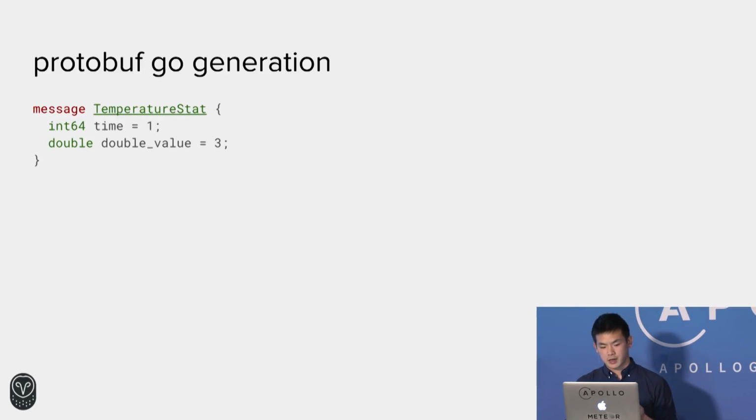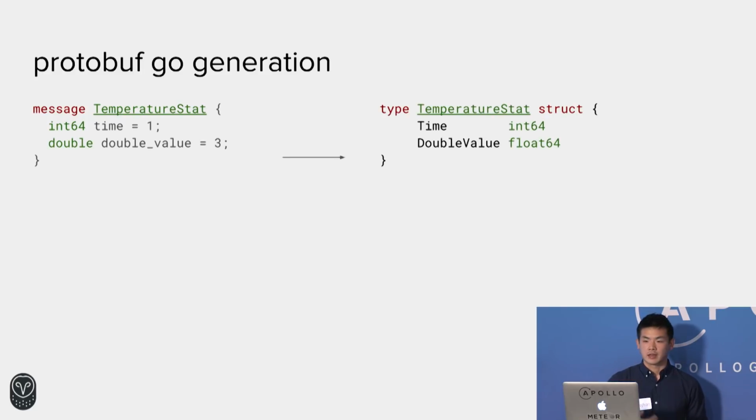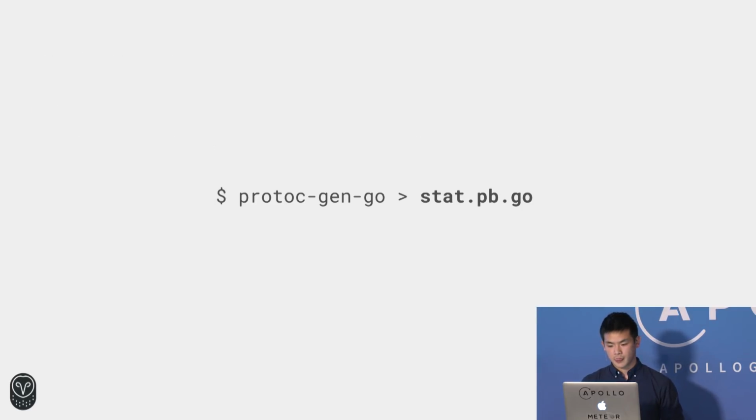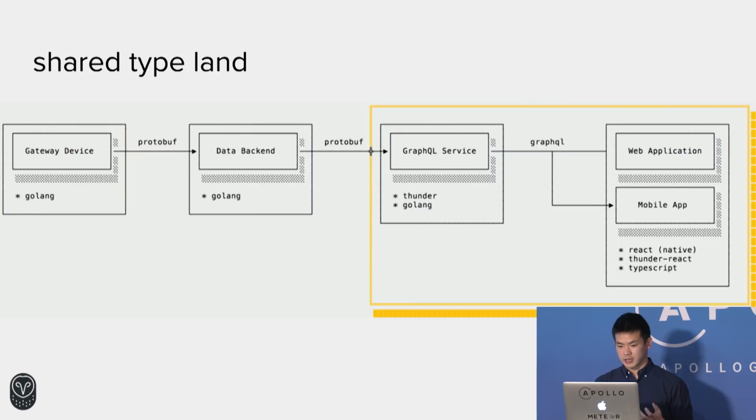We can take a look at the fields and say, OK, there's a time here, and there's a value for what the actual temperature is. And then we can take all of that and compile it down into a Go type that we can use. So there's time and a double value. And so the last tool here that we have now is a way to take our protobufs and generate Go code out of them. And so shared type-land grows a little bit bigger at this point.